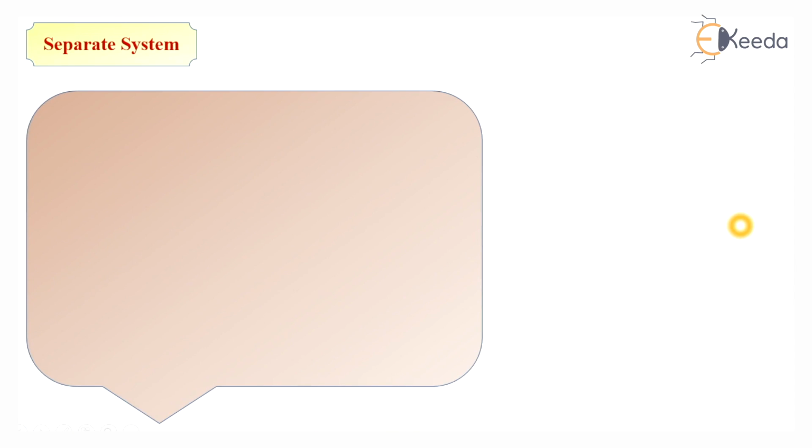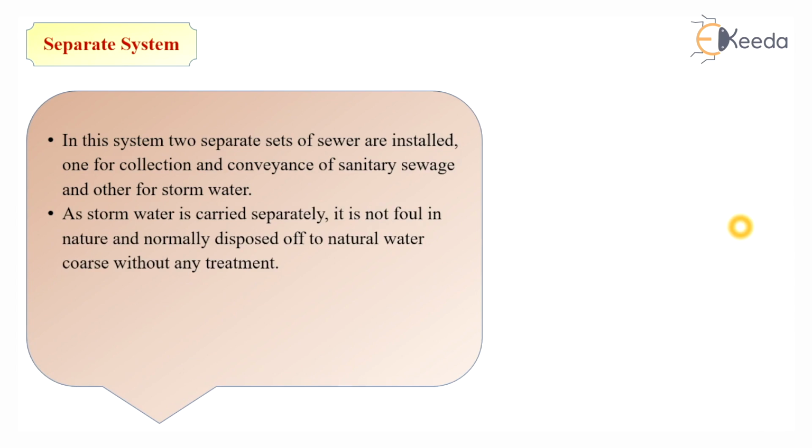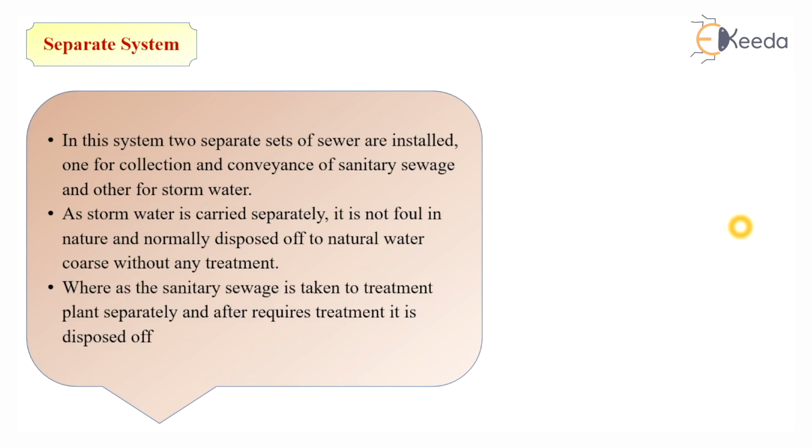The next is separate system. In this system, two separate sets of sewer are installed, one for collection and conveyance of sanitary sewage and the other for stormwater. As stormwater is carried separately, it is not foul in nature and normally disposed of to a natural water course without any treatment. Whereas the sanitary sewage is taken to treatment plant separately and after required treatment it is disposed of.